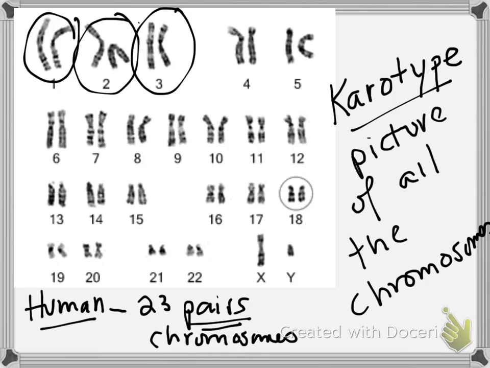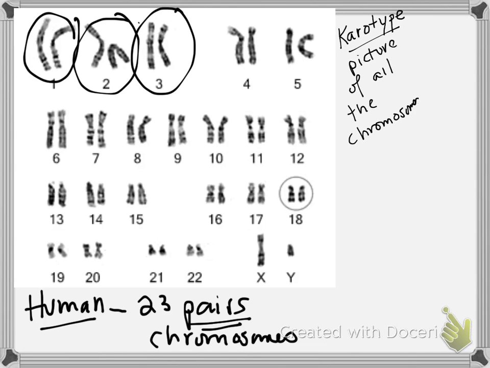Other species have different numbers of chromosomes. I think carrots have like 1,800 chromosomes or something. It's crazy. And I think fruit flies have like 4 pairs of chromosomes. So it varies tremendously. We're going to get rid of this. Okay. So humans have 23 pairs of chromosomes.